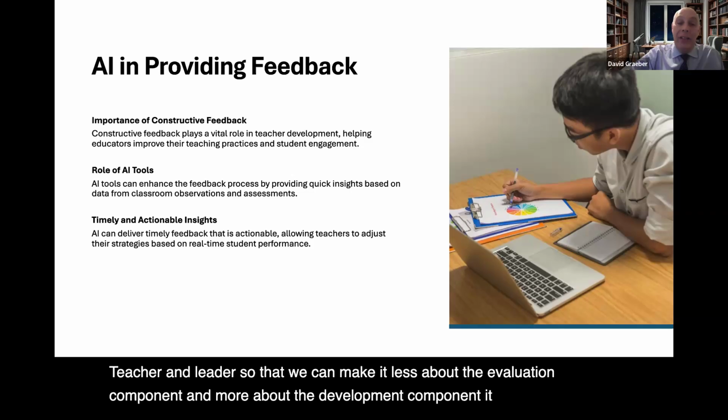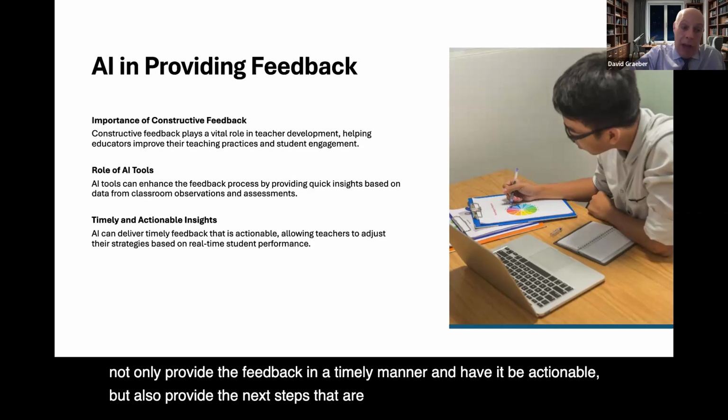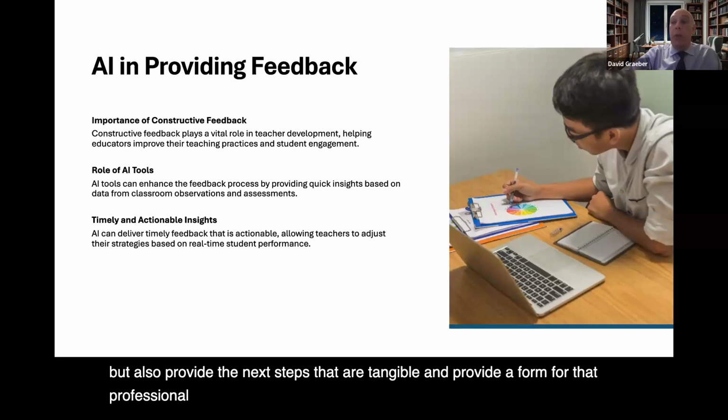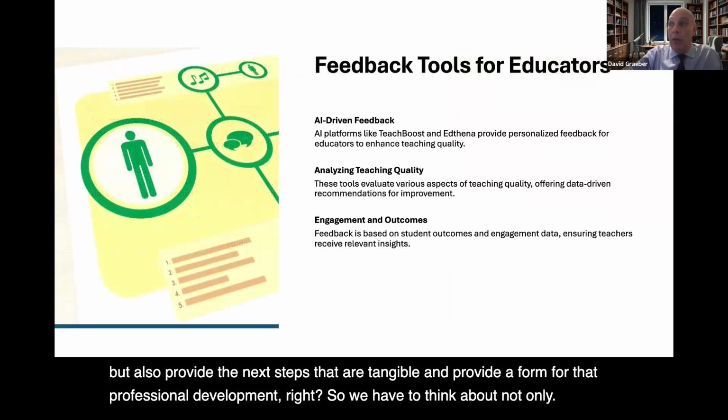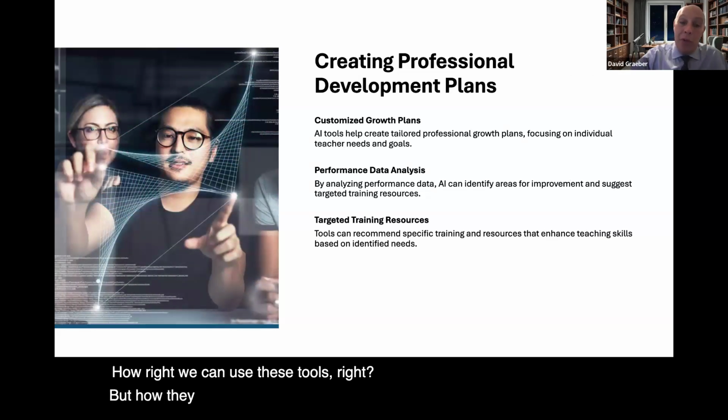It becomes vital to not only provide the feedback in a timely manner and have it be actionable, but also provide the next steps that are tangible and provide a forum for that professional development, right? So we have to think about not only how we can use these tools, but how they can also help us create the next steps.